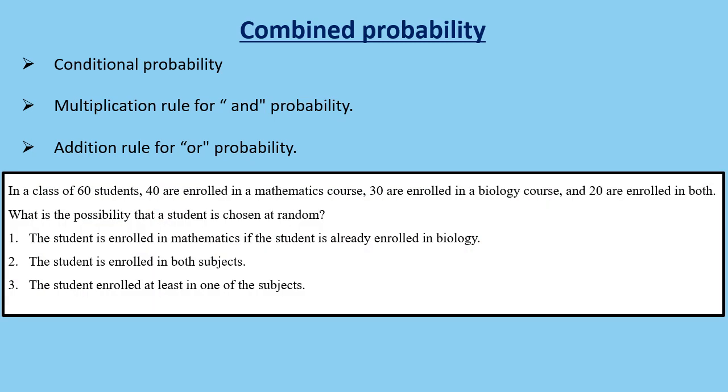In a class of 60 students, 40 are enrolled in a mathematics course, 30 are enrolled in a biology course, and 20 are enrolled in both. What is the probability that a student chosen at random: 1. is enrolled in mathematics if the student is already enrolled in biology; 2. is enrolled in both subjects; 3. is enrolled in at least one of the subjects?